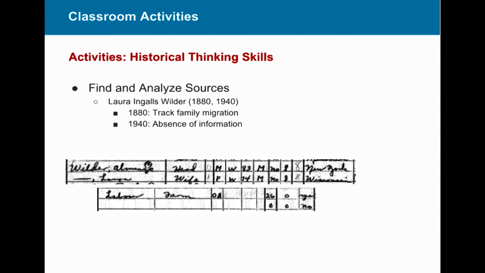So Laura Ingalls Wilder, who wrote the Little House on the Prairie books, appears in the census a couple of times. In 1880, you can track her family's migration simply by looking at the birthplace of the daughters in the family. They were all born in different places, so you can see how the family moved.